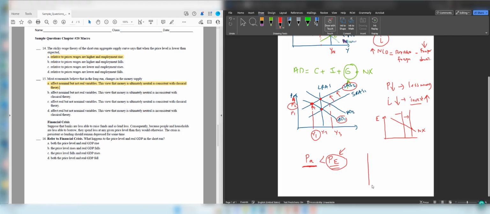So here we can analyze this on the aggregate demand, aggregate supply model. This is aggregate supply, this is aggregate demand. Since this is a short run evaluation, I don't need to draw the long run aggregate supply curve. And what happens is that people and households borrow less money. And if they borrow less, then they are going to spend less. Both consumption and investment are going to go down. And therefore, the aggregate demand curve is going to shift to the left. This is the new aggregate demand curve. And then we have a new price level and a new real GDP, which is lower than the previous price and previous GDP. Both the price level and real GDP fall is the correct answer.